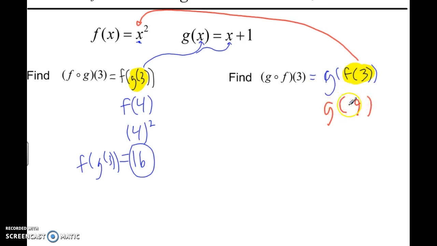Now we take that and plug it into the g function. So everywhere there's an x in the g function, we're going to plug in 9. 9 plus 1 is 10. And that's our answer. Again, g of f of 3 is equal to 10.